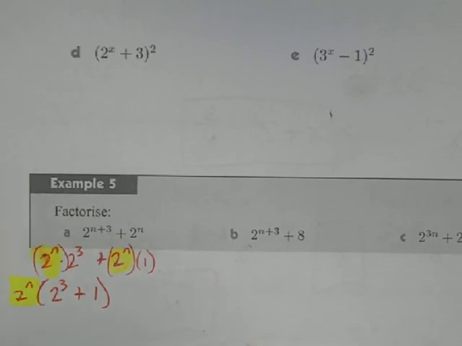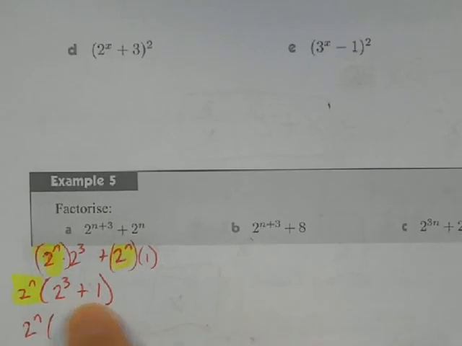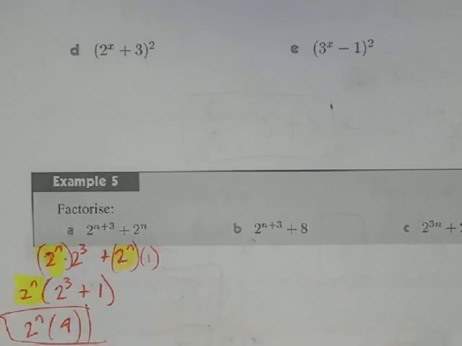Okay, so we're almost done. We got 2 to the n times, okay, 2 cubed is 8, right? 8 plus 1 is 9. So I've got 9 times 2 to the n.